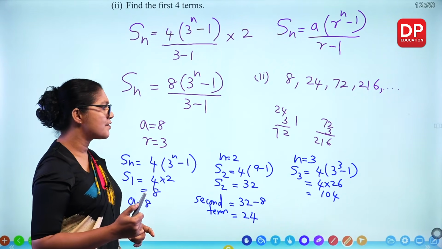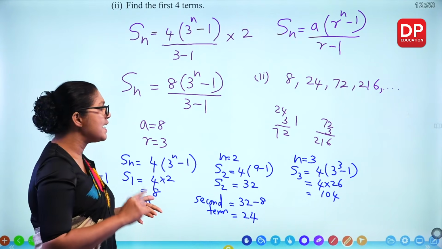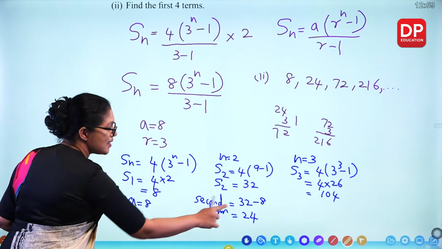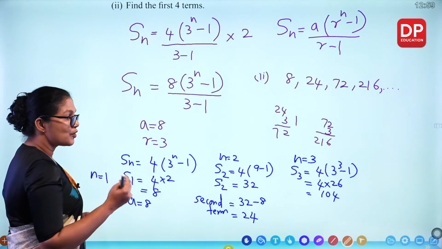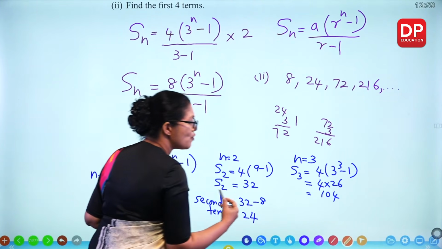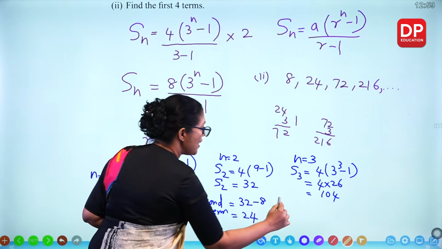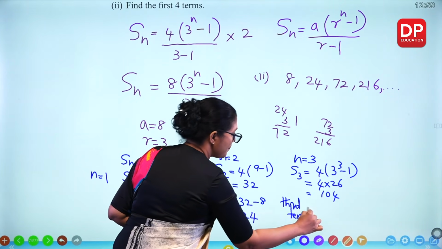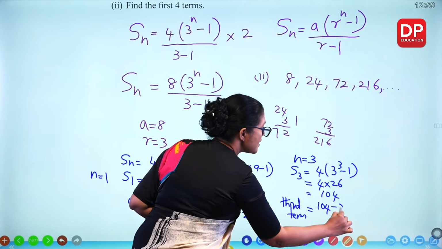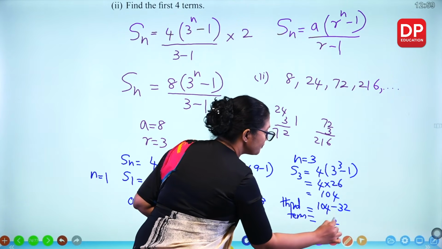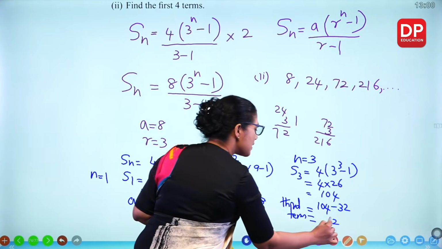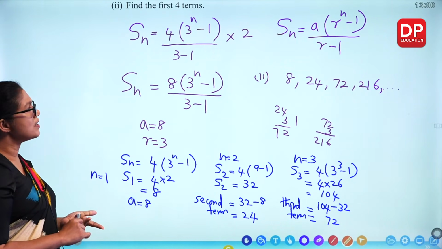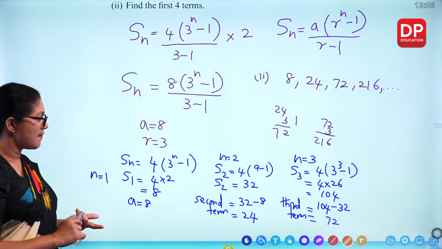104. What does S3 mean? The sum of the first 3 terms is 104. But we know the sum of 2 terms is 32. So when you subtract 32 from 104, we get the third term. So what's the third term? 104 minus 32. That's 72. Now we have first term 8, second term 24 and the third term 72.